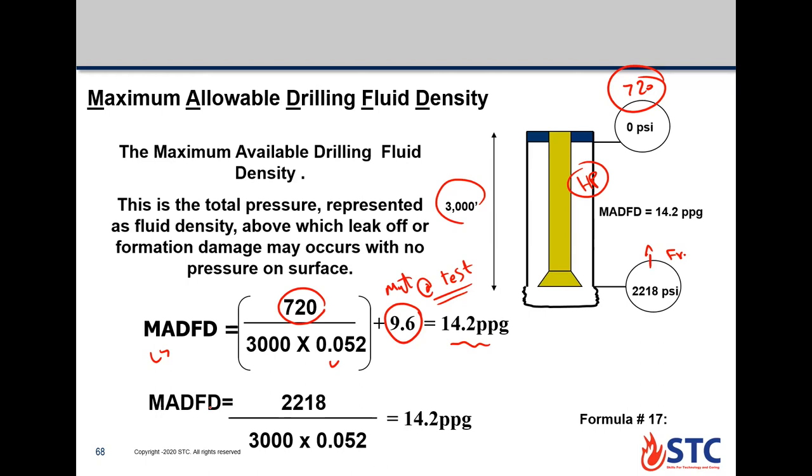We are going to have another method to calculate the maximum allowable drilling fluid density, which is the summation of the leak-off test pressure plus the hydrostatic pressure. So the resultant here is the fracture pressure, taking this value 2218 over the TVD constant. So we have here the maximum allowable drilling fluid density.